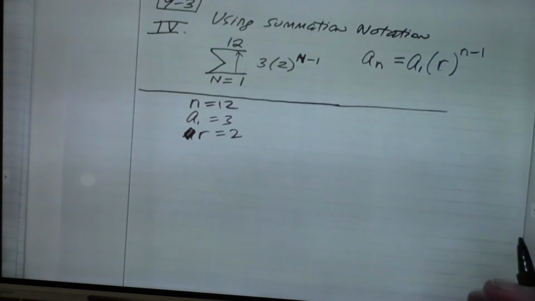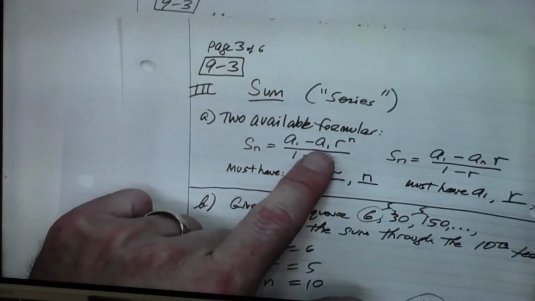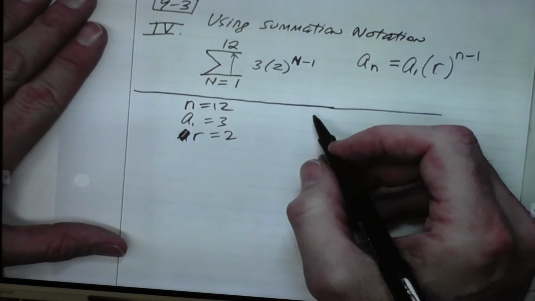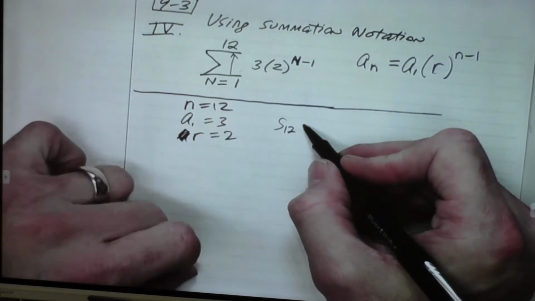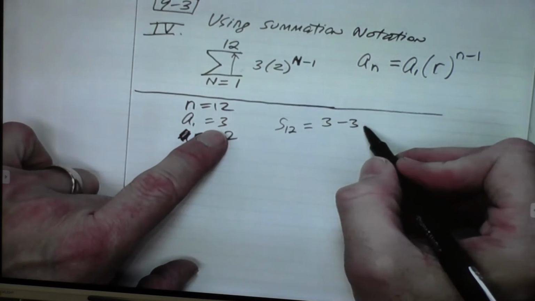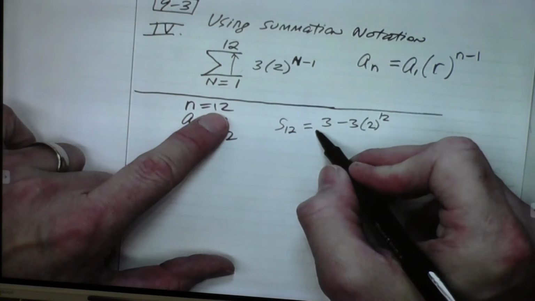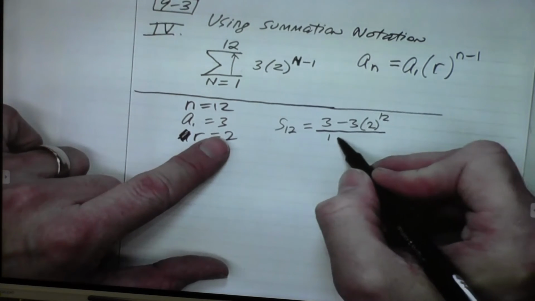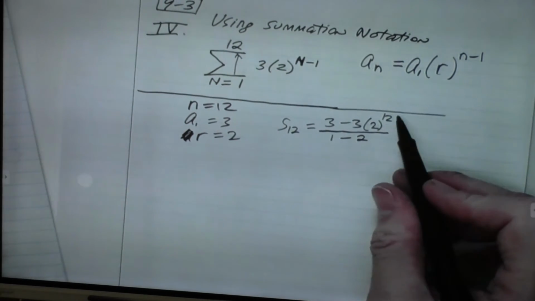So I have enough information here to use the sum formula from the last problem. Did I use it? Which page was that? There it is. Okay, so I will use this formula because I have the A, the R, and the N. So I'll say the sum at the 12th term is the 3 minus the 3 times the 2 raised to the power of 12. All of that over 1 minus the 2. Okay. Yep, looks like that, right?